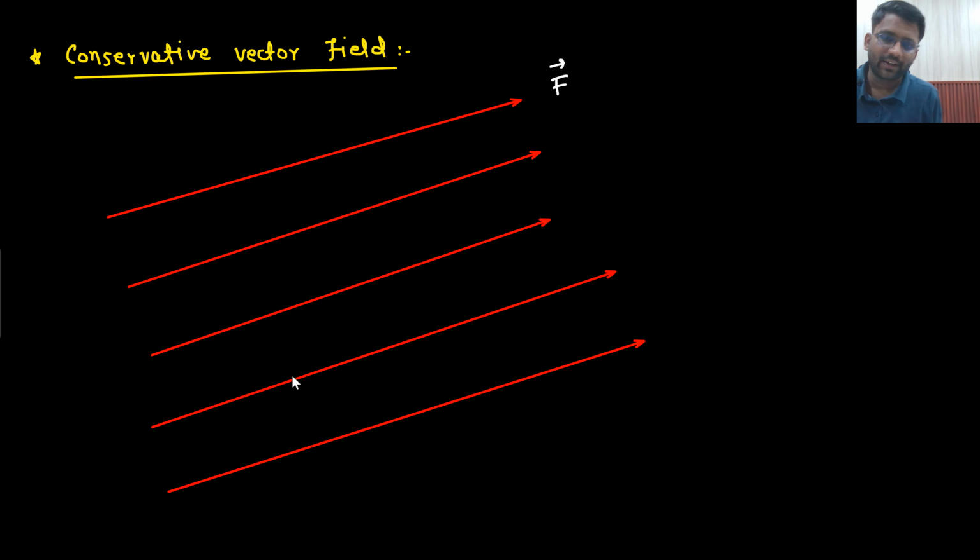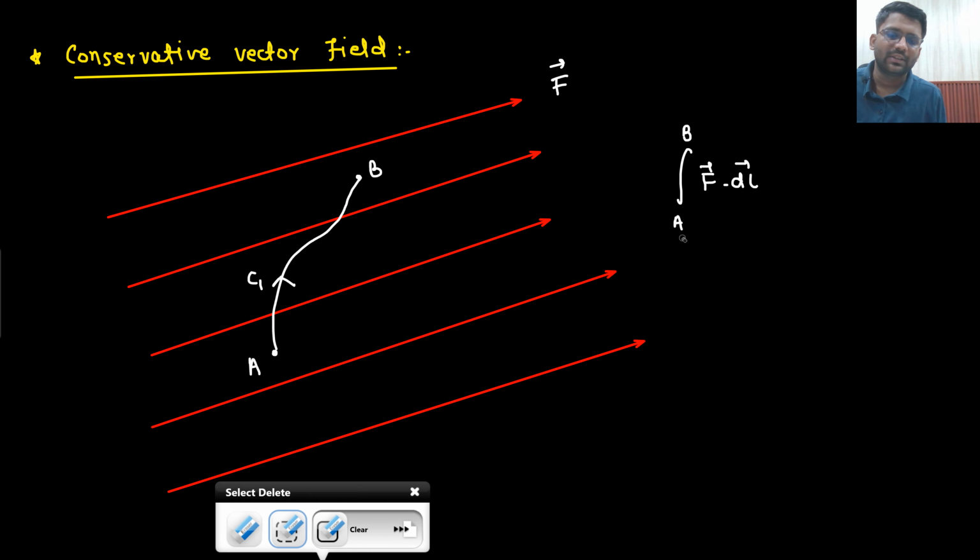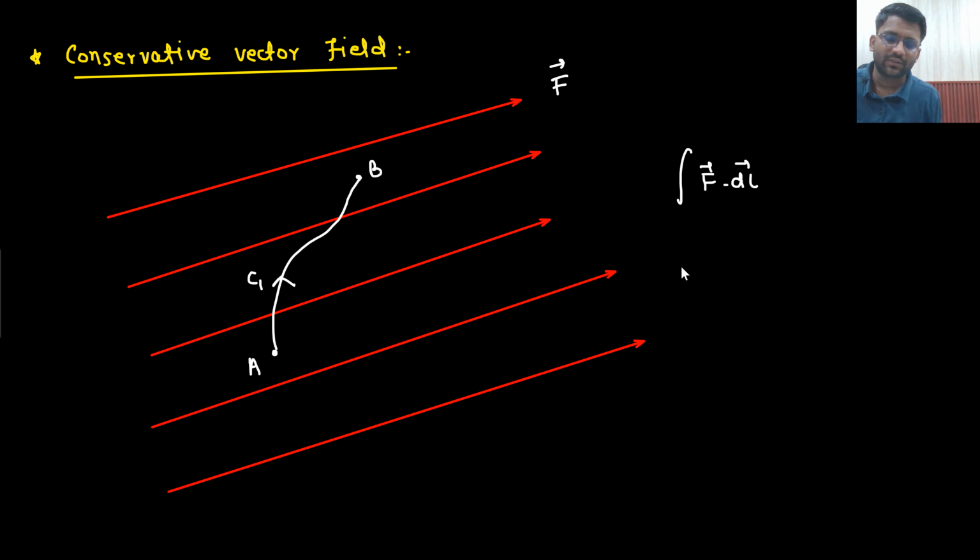Now in this vector field F, I am moving from point A to point B, on the curve C1. And what am I calculating? F dot dl. I am moving from A to B and calculating F dot dl with the help of curve C1.